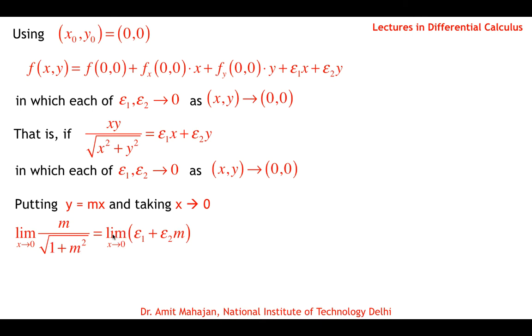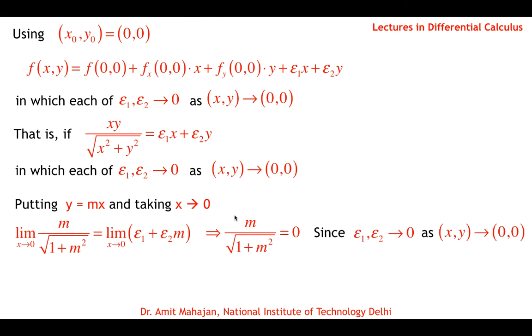And on the right hand side, the limit as x tends to 0 of epsilon 1 plus epsilon 2 m, because y is mx and then x is common, which I took to the other side and cancelled out. So when x goes to 0, epsilon 1 and epsilon 2 also go to 0, so this right hand side will go to 0. But when the limit x goes to 0, the left hand side remains m over root of 1 plus m square.